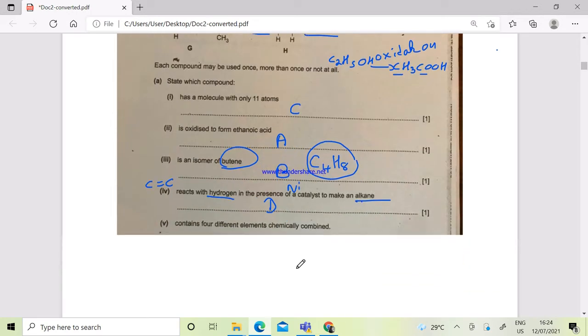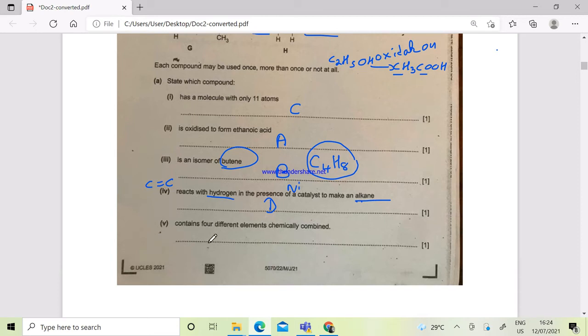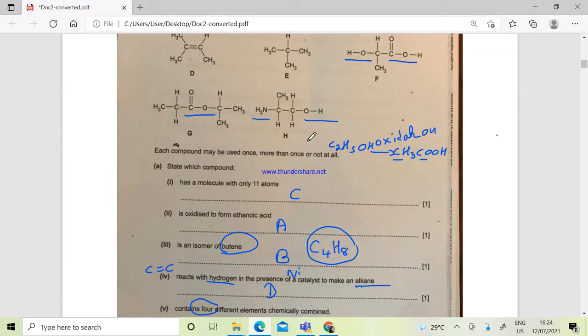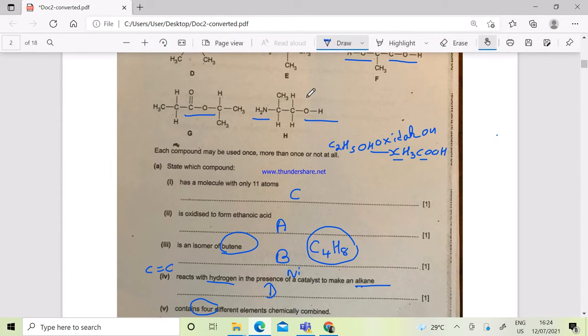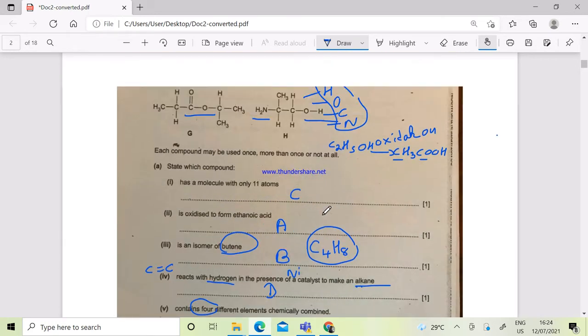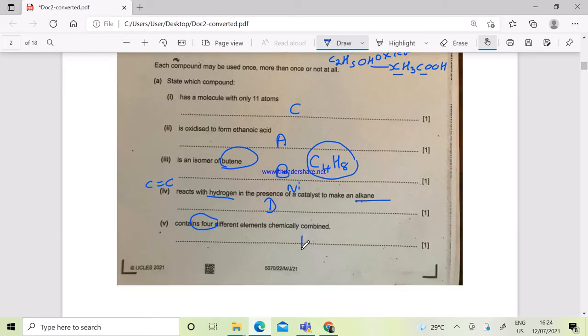Going to part 5. Contains 4 different elements chemically combined. So if we consider the structure H, I have hydrogen, I have oxygen, I have carbon and I have nitrogen. So 4 different elements chemically combined, therefore answer goes to H.